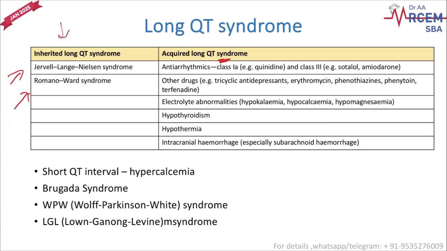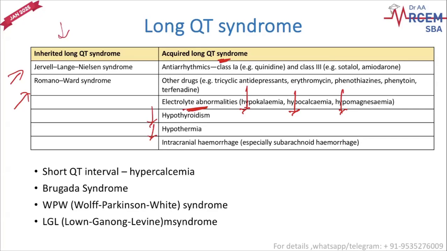Certain conditions can cause it. That means it can be acquired. What can be acquired, especially the electrolyte abnormalities? Hypokalemia, hypocalcemia, hypomagnesemia, all are reduced. Potassium at the lower side, calcium at the lower side, magnesium at the lower side. Also hypothyroid, hypothermia. So everything is low, easier to remember. Hypothermia, hypothyroidism, hypokalemia, hypocalcemia, hypomagnesemia. So repeat it 3 times, you will remember it.